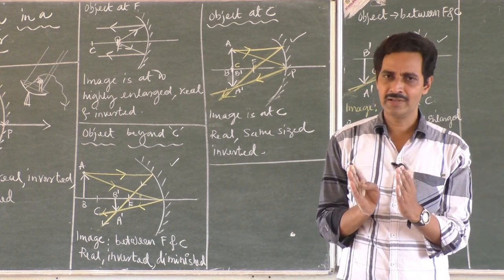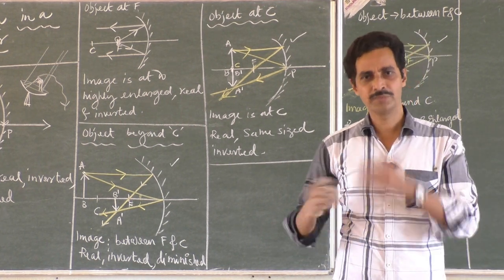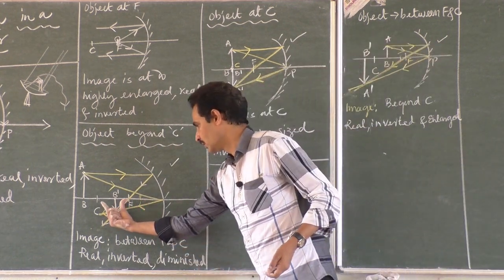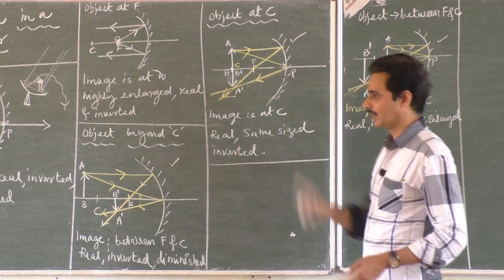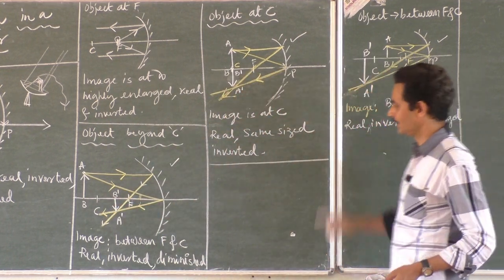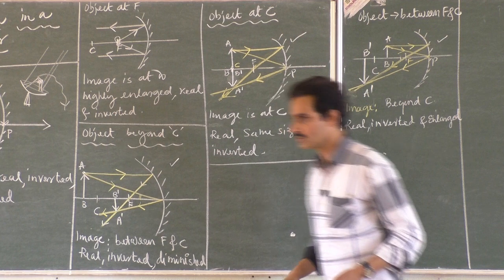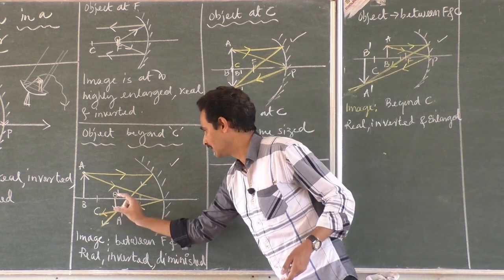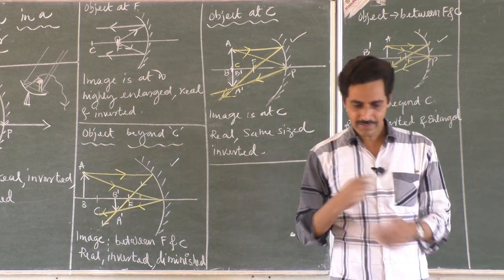Whatever is between F and C should be diminished, whether it is object or image. So between F and C, everything is diminished. Beyond C, whatever you get should be enlarged. Beyond C, image enlarged. Beyond C, object enlarged. Between F and C, object small. Between F and C, image small. So it is just the opposite cases.